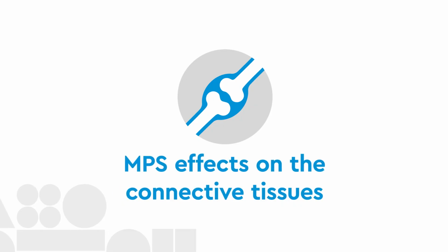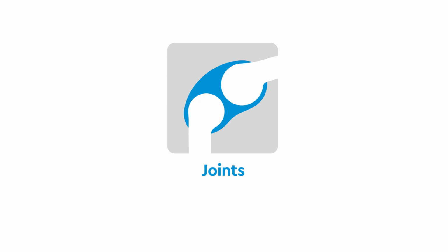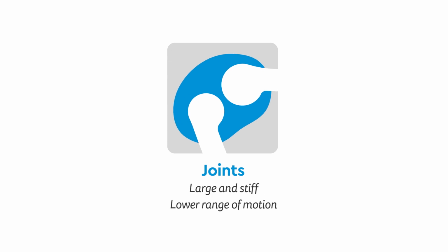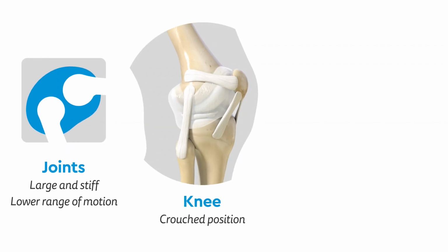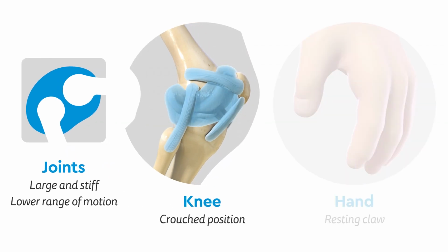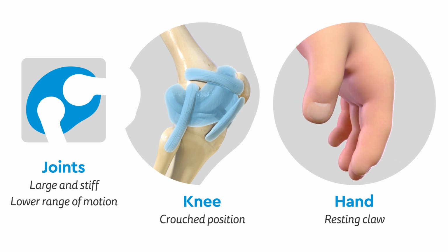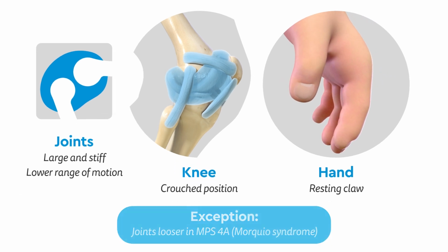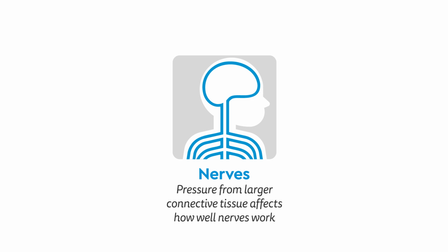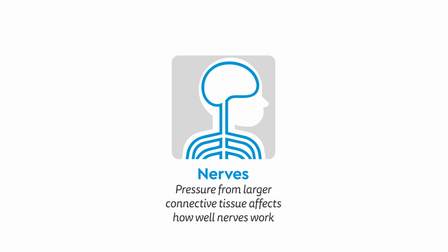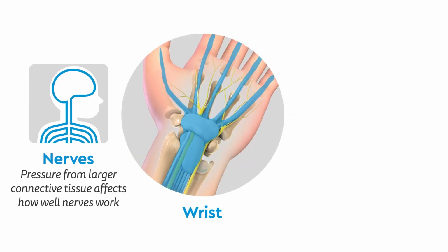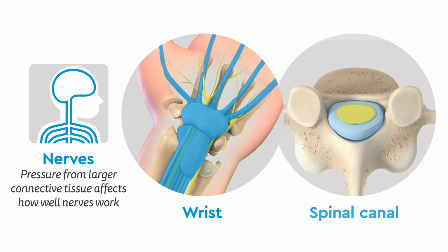In the connective tissues, joints can be large and stiff with a lower range of motion. For example, the knees can be in a crouched position, and the hand can be in a resting claw. However, in MPS type 4A, called Morquio syndrome, joints are looser instead. Large connective tissue can put pressure on nerves, making them not work as well as they should. This can happen in narrow areas like the wrist and spinal canal.